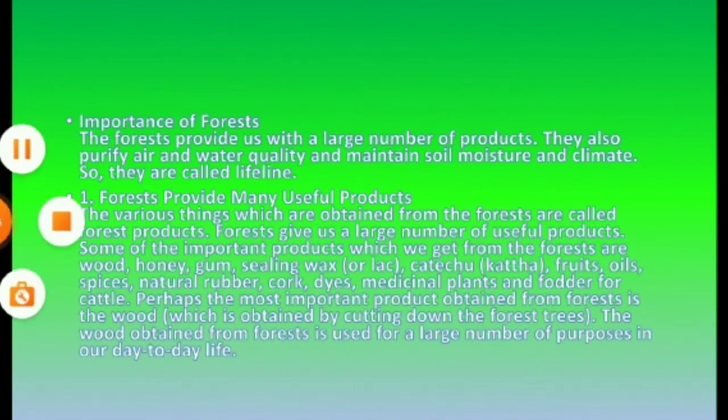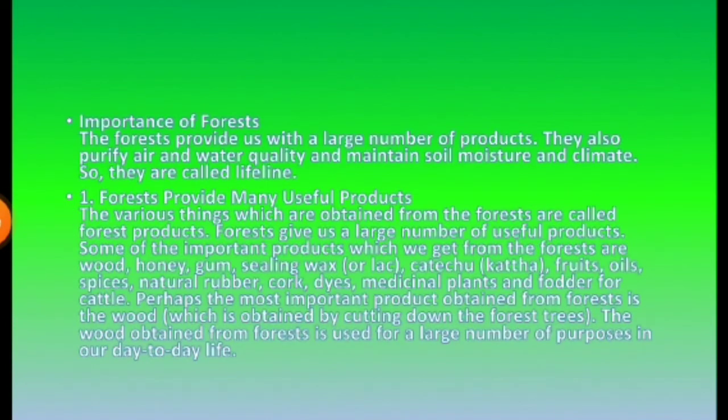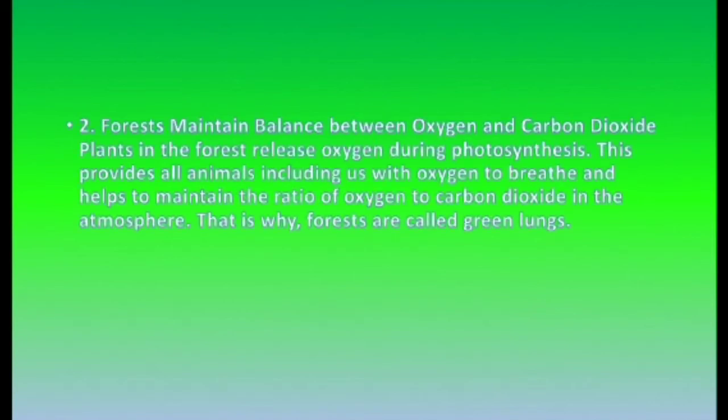Purpose: the most important product obtained from the forest is the wood, which is obtained by cutting down of the trees. The wood obtained from forest is used for a large number of purposes in our day-to-day life. So, forests maintain balance between oxygen and carbon dioxide.